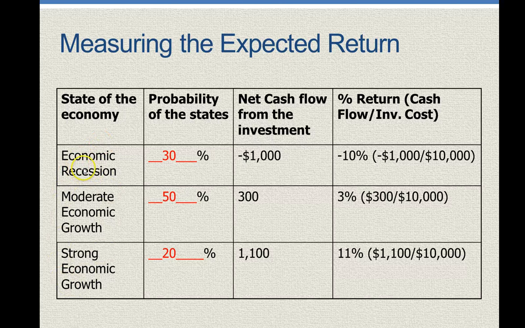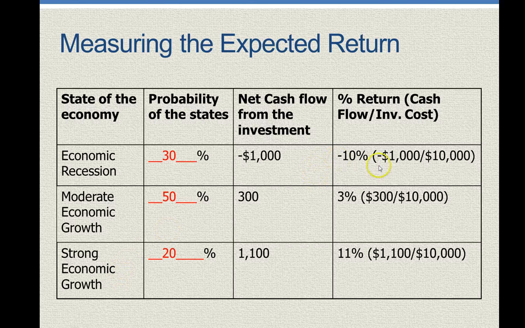One is that the economy can fall back into recession, and we have assigned the probability of going back to recession as 30%. The second possible economic state is moderate economic growth, and we estimated a 50% chance of this economic state. Finally, the third scenario is strong economic growth, and the probability will just be the remaining probability after the other two outcomes, so it's going to be 20%.